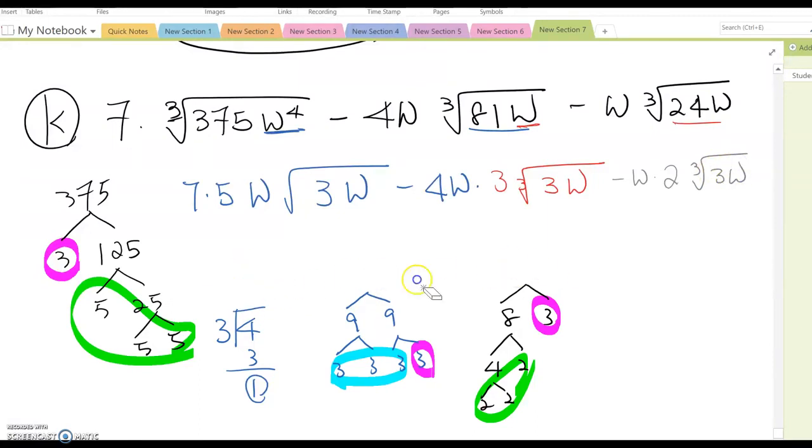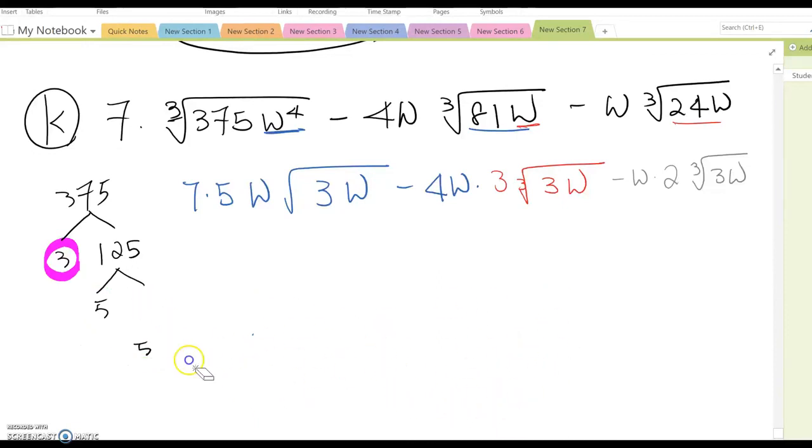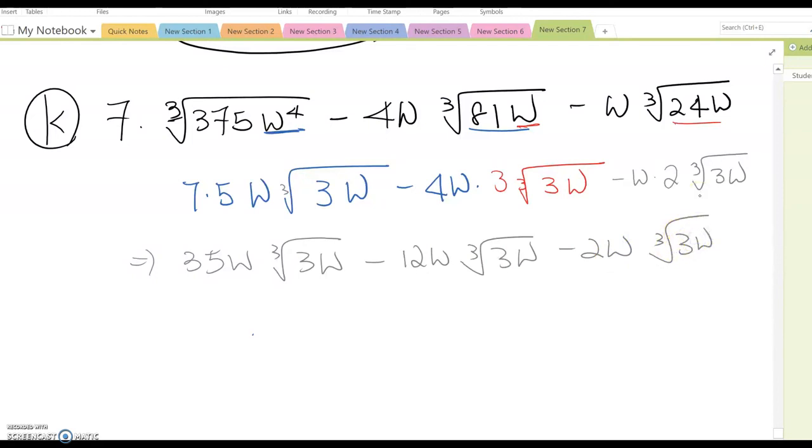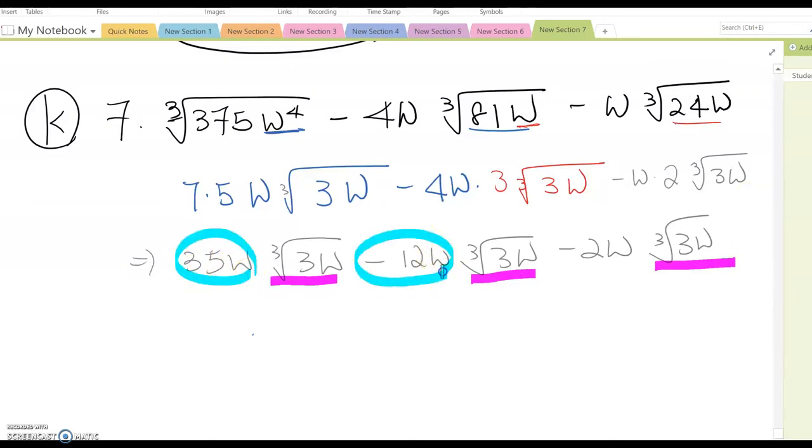Okay, so now we can simplify by multiplying all the known values outside. This becomes 35w cubic root 3w minus 12w cubic root 3w minus 2w cubic root 3w, right? As you see, they all have cubic root 3w. Therefore, you can just simplify all these outside values. If you do it, the answer comes out to 21w cubic root 3w. Okay?